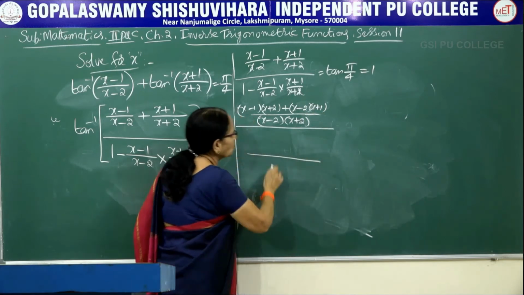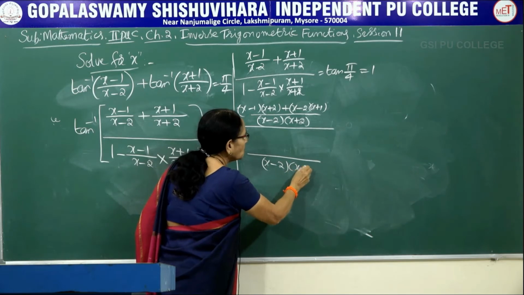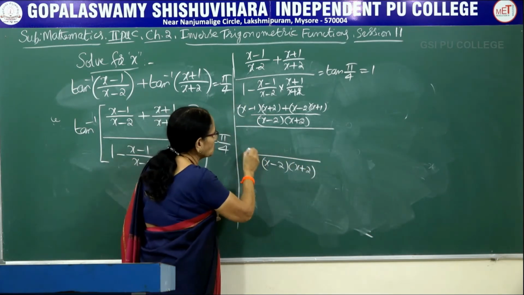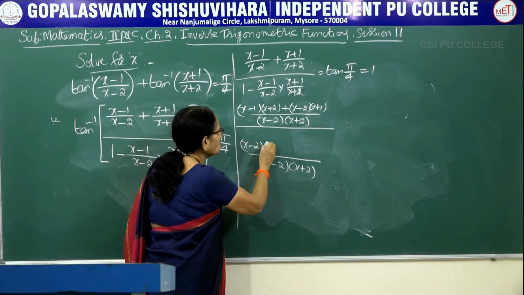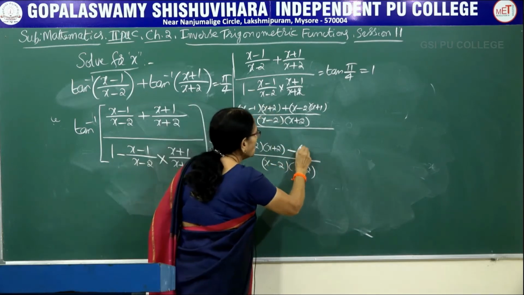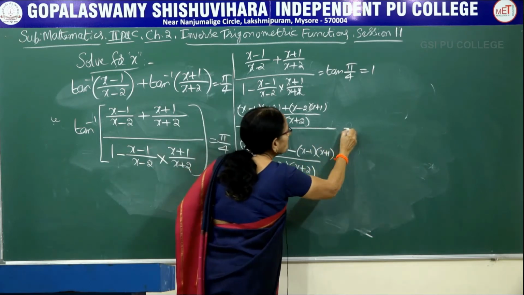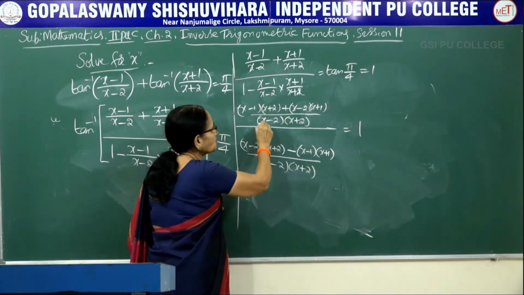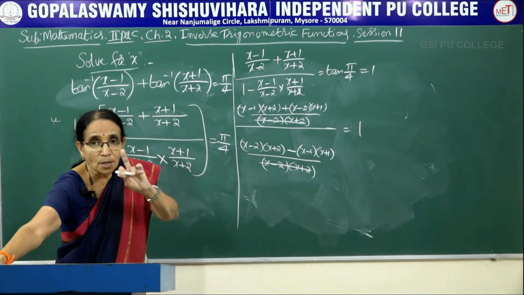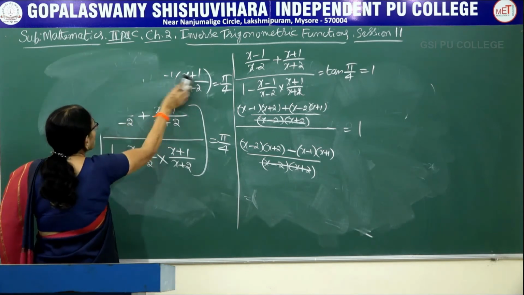Now in the denominator also, the LCM is the same, (x − 2)(x + 2). But we have 1 here, so it is 1 into this, that means (x − 2)(x + 2) minus (x − 1)(x + 1). Now this is equal to 1. First you cancel the LCM. In each step you do only one calculation, then you will not commit any mistake.